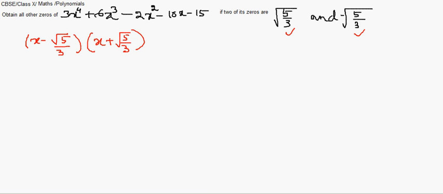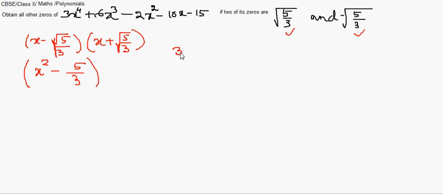So if I multiply, I'll get x square minus 5 upon 3. This is a whole root, so that's a whole root also. So this is already a factor of the given polynomial. Now if I divide the given polynomial by this factor, I'll get a quotient. Let me just do that.